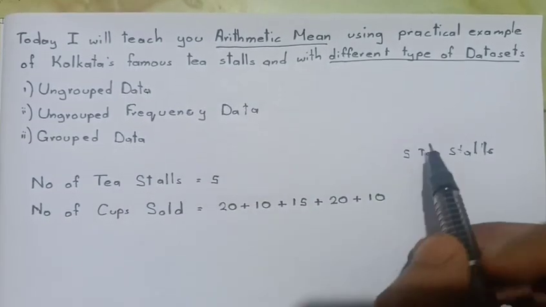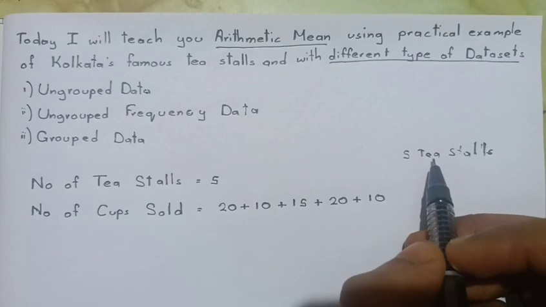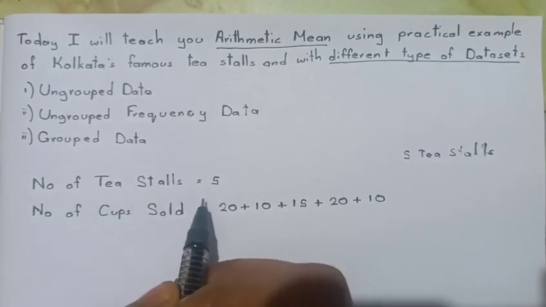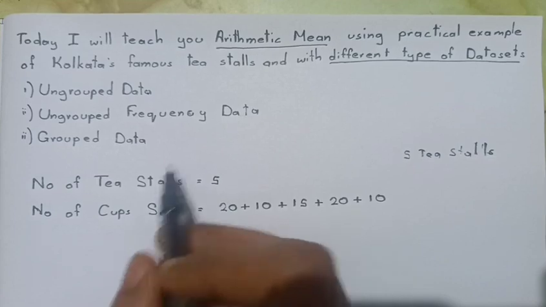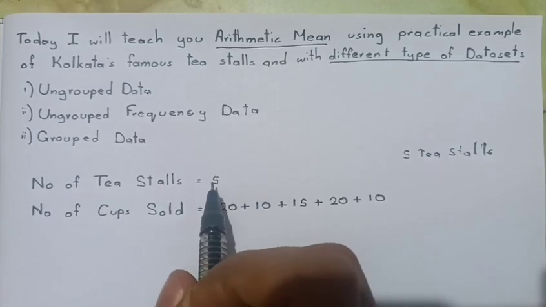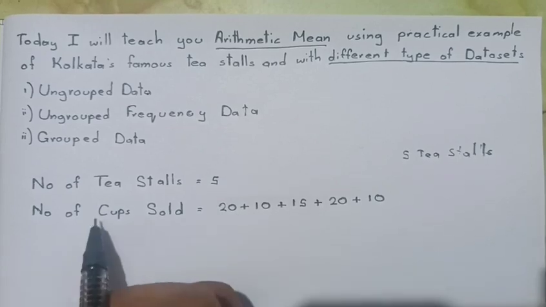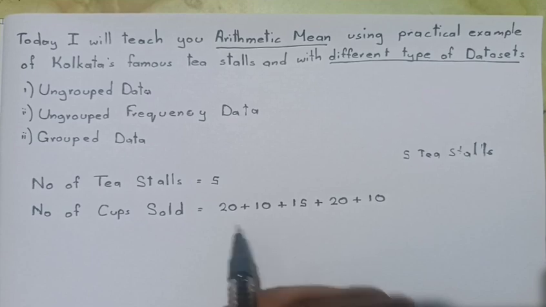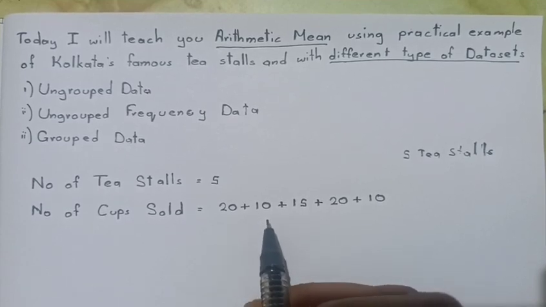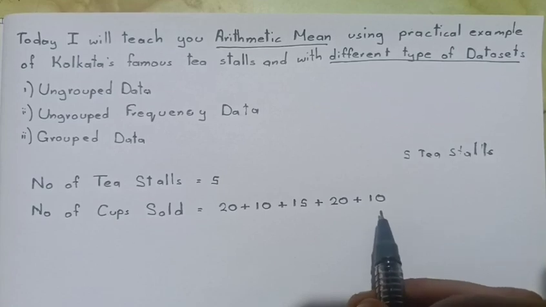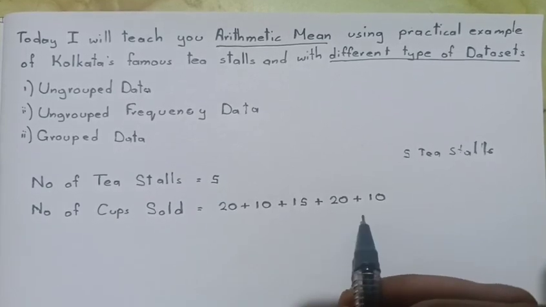Just picture this: I surveyed 5 tea stalls in Kolkata, so the number of tea stalls is 5, in different types of places in Kolkata. I went there and surveyed how many cups they sell every day. The first tea stall sells 20 tea cups, the second 10, the third 15, the fourth 20, and the last 10. So in total, 5.